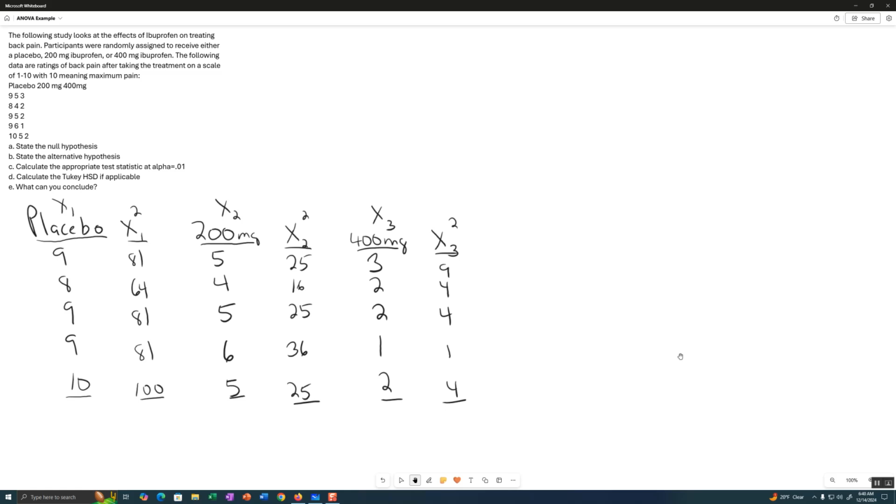So remember, ANOVA is when you have more than two groups. So you have three or more groups and you want to test if the groups are the same, which is the null hypothesis, or the groups are not all the same, which is the alternative. And when you reject the null and say the groups are not all the same, then you need to do post hoc tests to determine which groups are different from which other group.